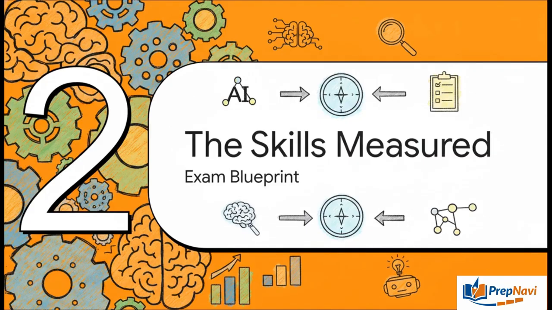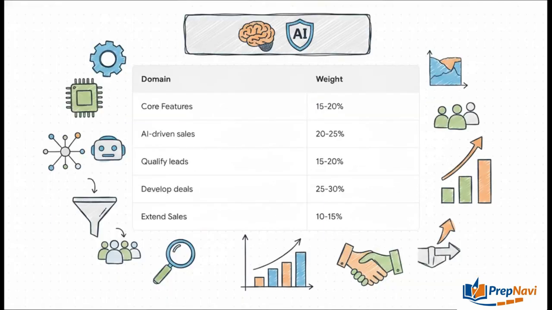Section 2, the skills measured, exam blueprint. Looking at the exam blueprint, you're going to see 5 main domains. Now, while develop deals by using intelligent opportunity research carries the heaviest weight at 25 to 30%, I want you to pay really close attention to optimize AI-driven sales at 20 to 25%. This section is absolutely critical.